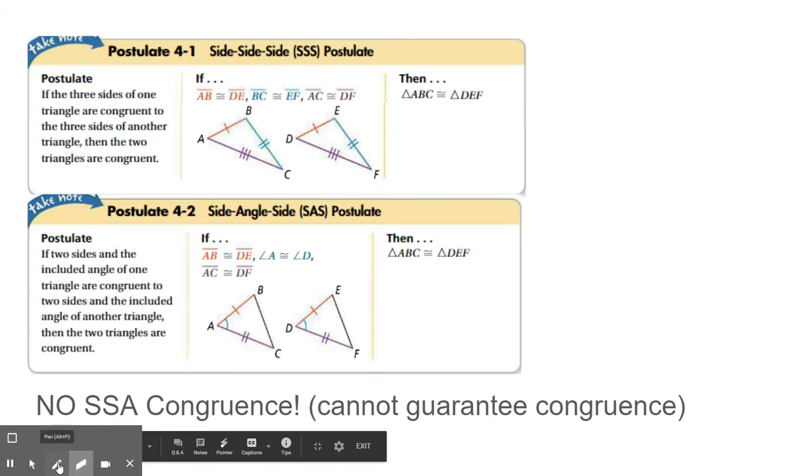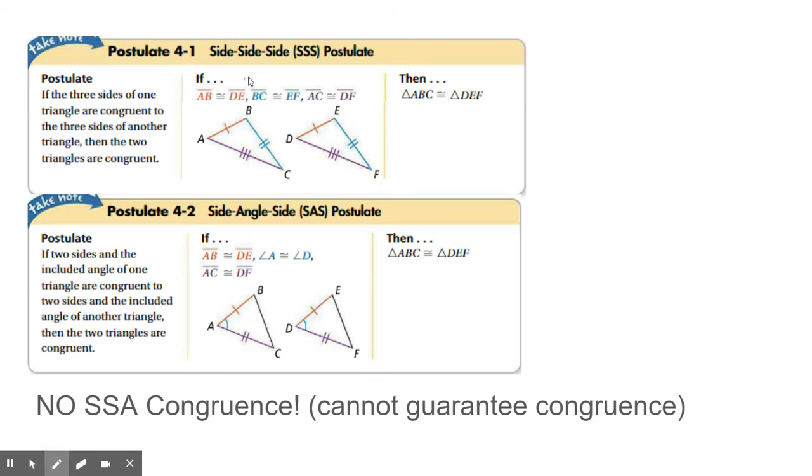All right, so we have here 2 postulates. Remember, postulates are statements you have to believe are true. First one is called the side-side-side postulate, or SSS. This says if 3 sides of one triangle are congruent to 3 sides of another triangle, then the triangles are congruent. So notice here, side, side, side, side, side, side. SSS. If you know 3 sides of one triangle are congruent to 3 sides of another, then the triangles are congruent.